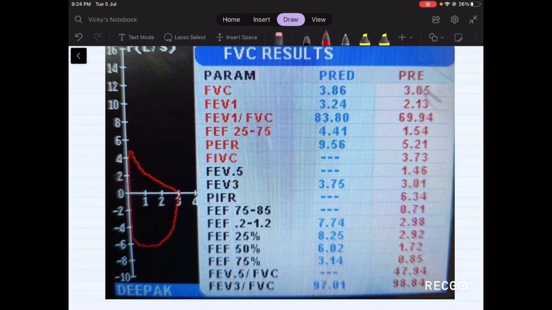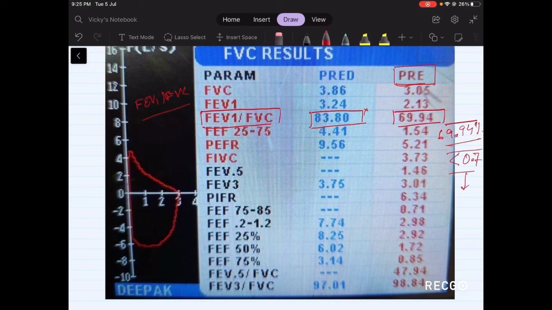Now you have to see whether the patient is having obstructive airway disease or restrictive lung disease. So first, what do we see? We see FEV1 by FVC. That is the first thing which we have to see. So here FEV1 by FVC, this is the predicted value, right? But we don't have to see this. We have to see the pre value. Pre is pre bronchodilator, right? So the pre bronchodilator value is 69.94%, right? So this is less than 0.7. So automatically we assume that the patient is having obstructive airway disease.